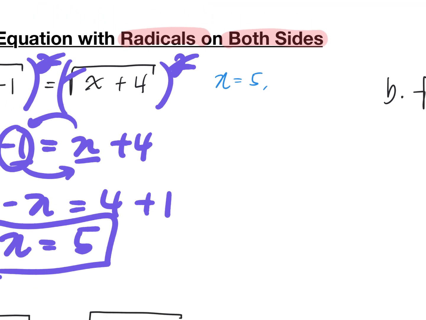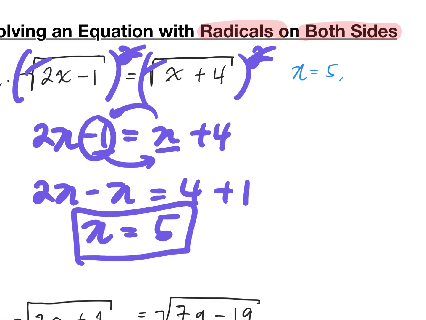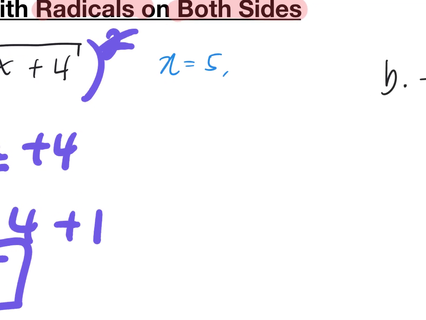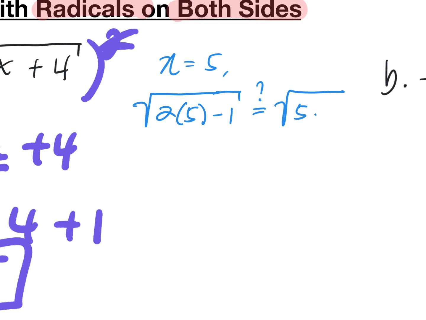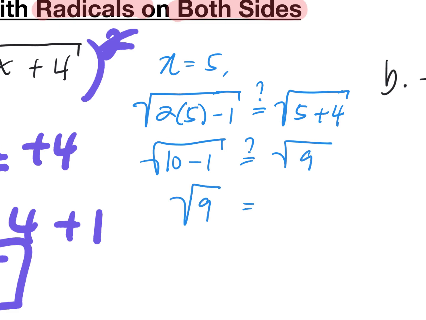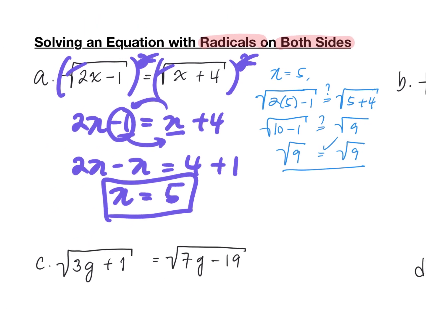Let's look at it. Our original equation is the square root of 2x minus 1, so this is going to give you the square root of 2 times 5 minus 1. Is it equal to the square root of 5 plus 4? This is going to give you 10 minus 1. Is it equal to 9? If you look at it, that's going to give you 9, and this is the square root of 9, therefore it's correct. That's how you're going to solve it.